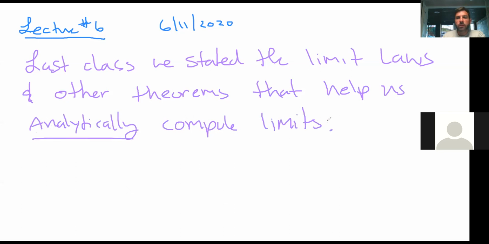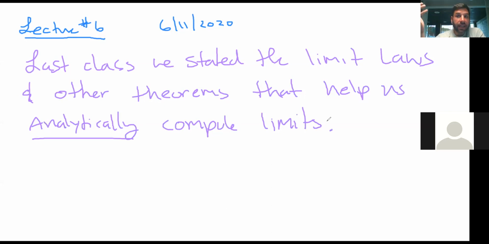So this is the operative phrase, analytically compute. One of the things that you must be able to do in this class in order to earn a passing grade is understand how one analytically computes a limit. That means symbolically, with paper and pen, or me on a whiteboard.